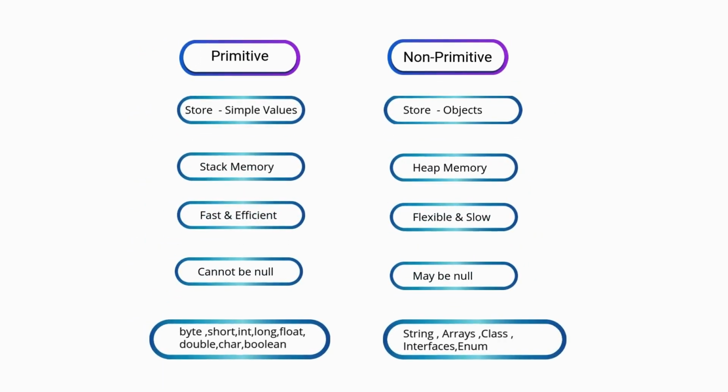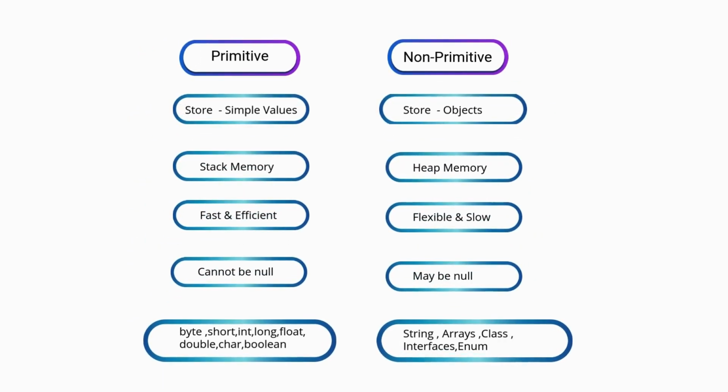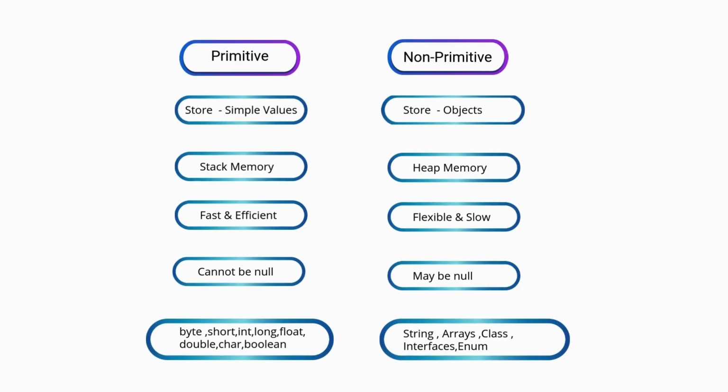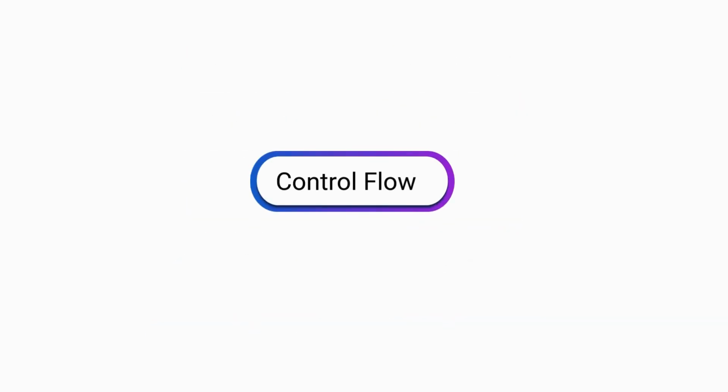Summary. Primitive data types are simple building blocks: numbers, characters and booleans. Non-primitive data types are more complex structures like strings, arrays and classes. Choosing the right data type improves performance and saves memory. Next, let's see control flow, which is useful for decision making.